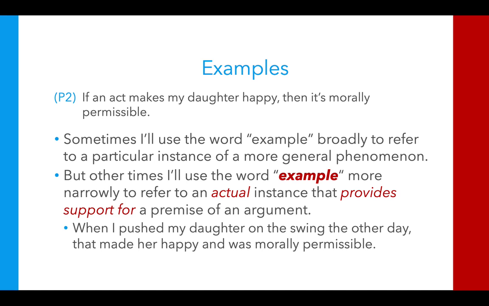So here's an example of an example that provides support for this premise. When I pushed my daughter on the swing the other day, or years ago, that generally makes her happy, and it was morally permissible. This is providing support for this premise. How? Well, because it's a case, which we'll talk about later, that makes the antecedent of the conditional true. It's an act that makes my daughter happy, and it's an act that's morally permissible. So I pushed my daughter on the swing, that made her happy. That makes the act of pushing her on the swing an act that makes her happy. Okay, and it was morally permissible for me to do. There's nothing wrong with it.